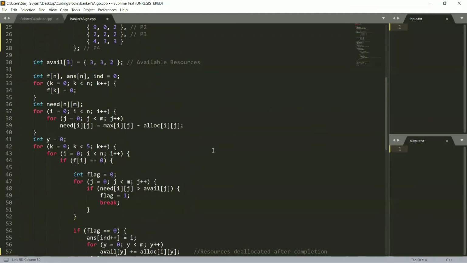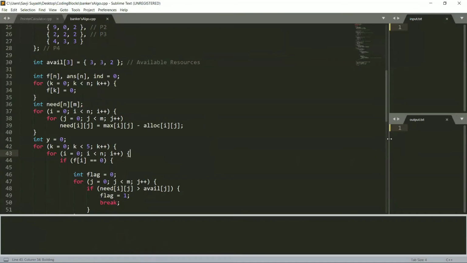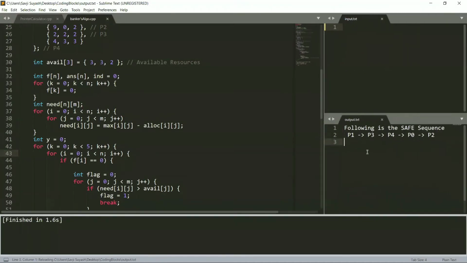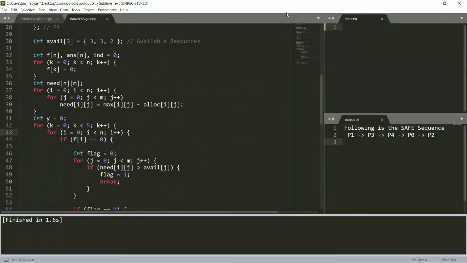So let us try to run this program. You can see the output here. Yes, this is the output. Following is the safe sequence, the same answer we got before: P1, P3, P4, P0 and P2. Okay, so we'll get back to our slide.